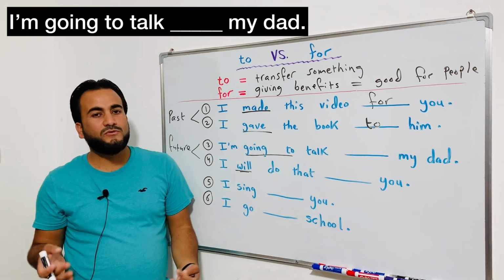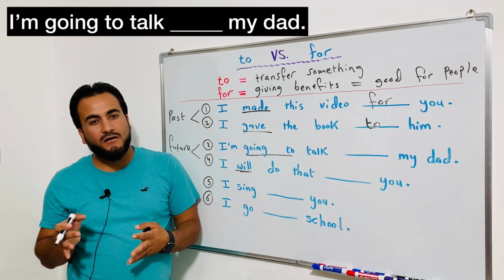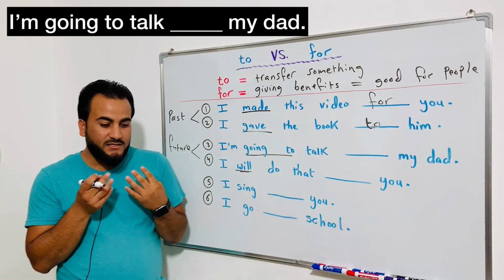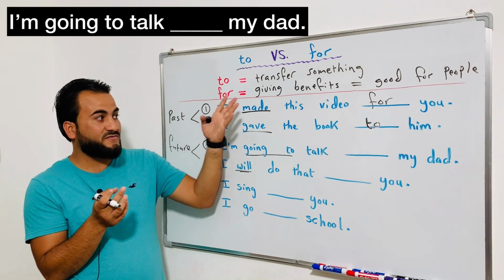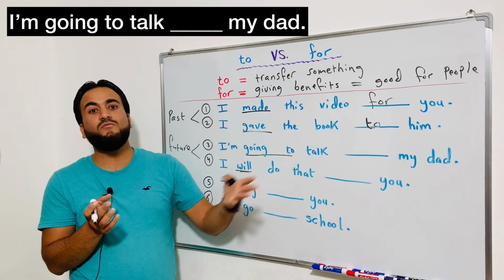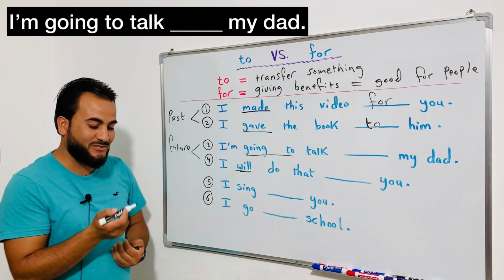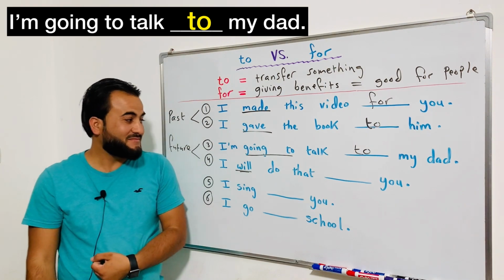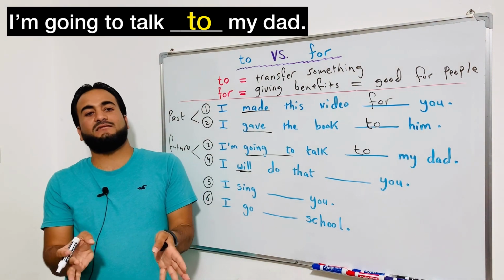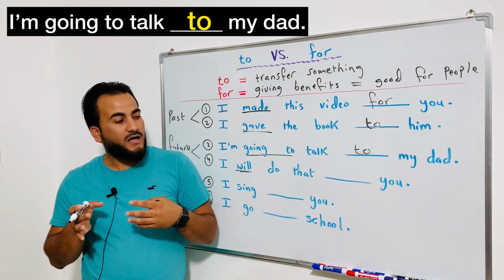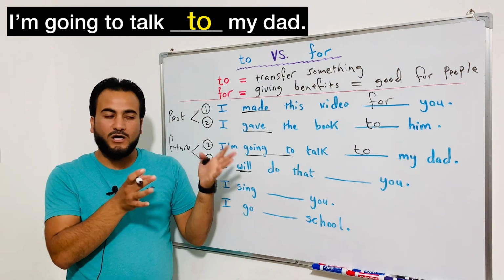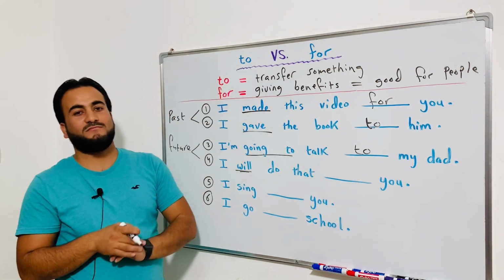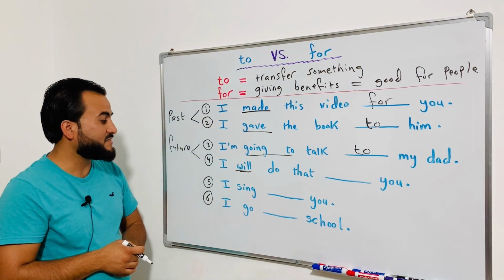إذا أنا بدي أتكلم. Hello, how are you? كيف الحال؟ شو الأخبار؟ أنا بدي أحكي مع أبوي. فأنا هون بدي أوصل كلامي. I want to transfer my talk to my dad. إذا الإجابة رح تكون to. Okay. I'm going to talk to my dad. إذا بدي أوصل كلامي. بدي أوصل شيء معين وأنقل لشخص آخر. إذا بنستخدم to. Very nice. Number 4.